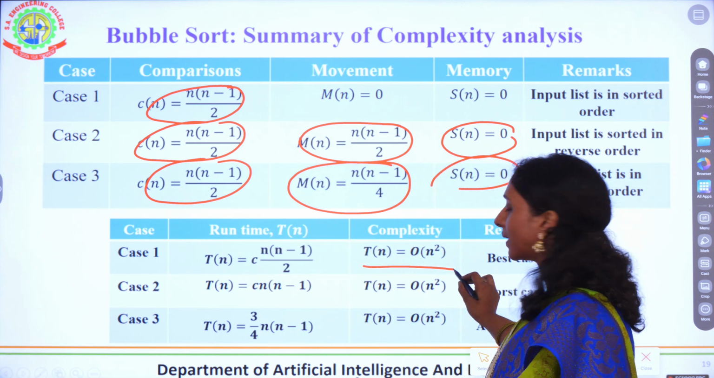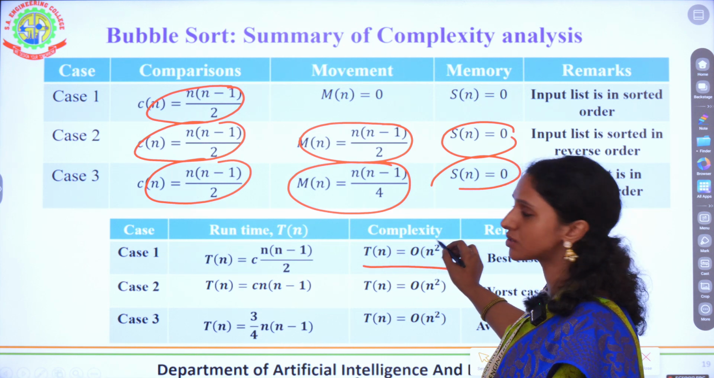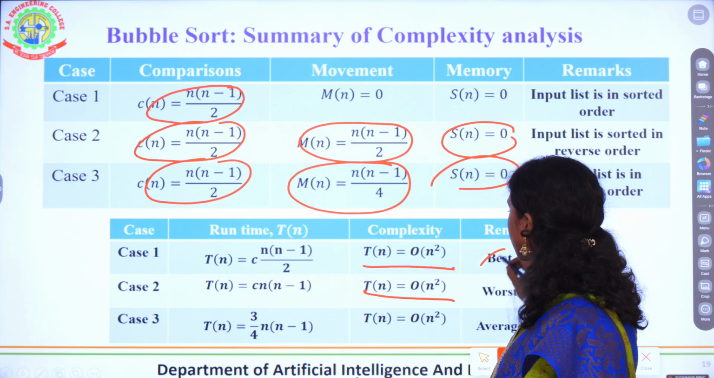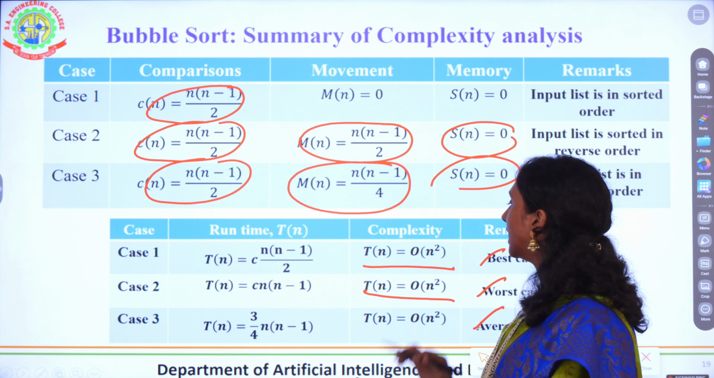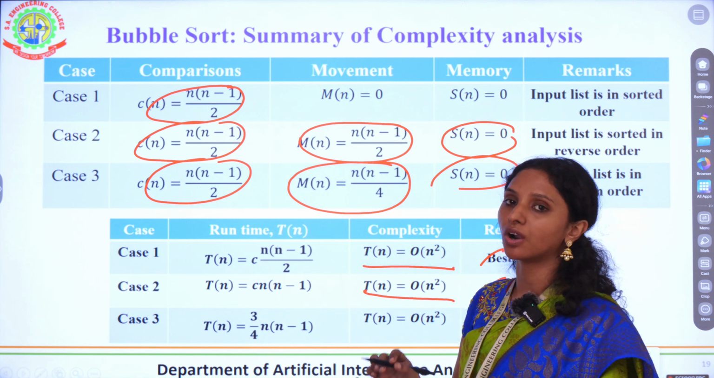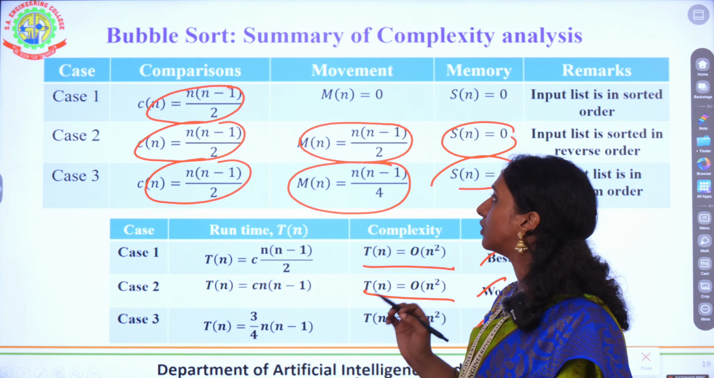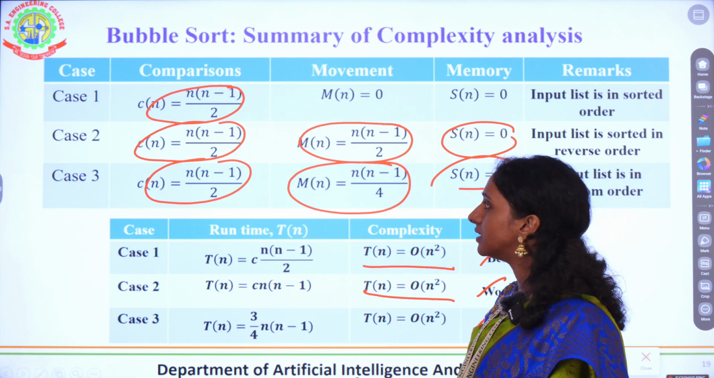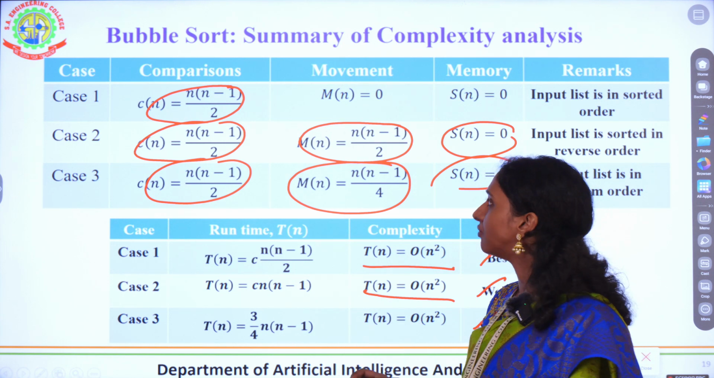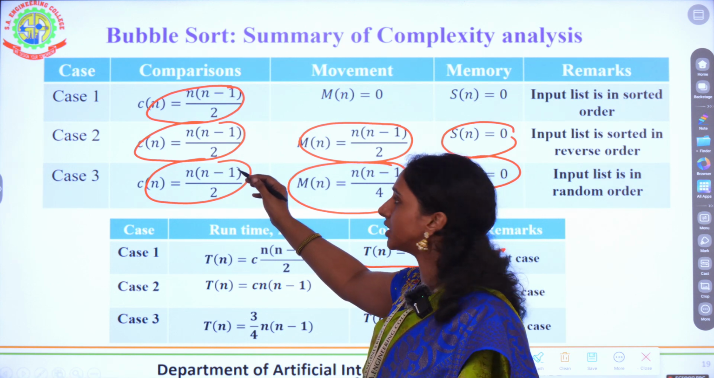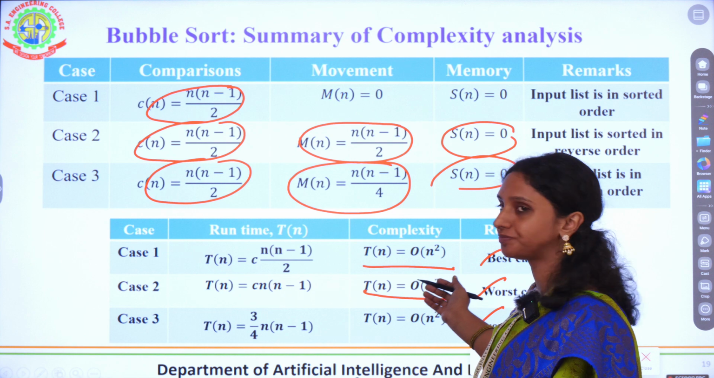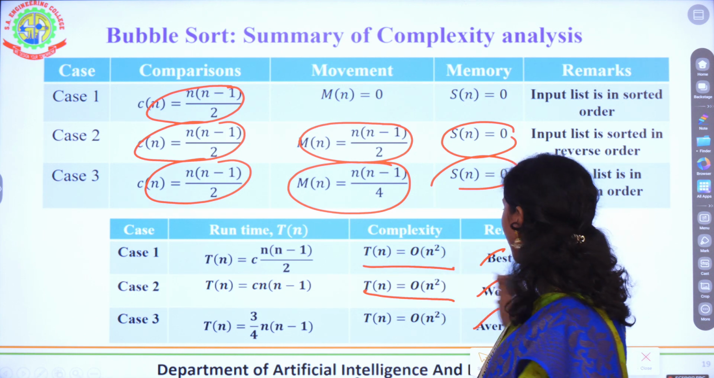From here you can see the complexity for the different cases. For case 1, the time complexity will be order of n square, and also for case 2, order of n square. So for the best case, worst case and average case in bubble sort, the time complexity will be order of n square, which is the main drawback of bubble sort. That means even though the list is in sorted or unsorted order, we have to do this many comparisons, and also the time complexity will be high, that is order of n square.